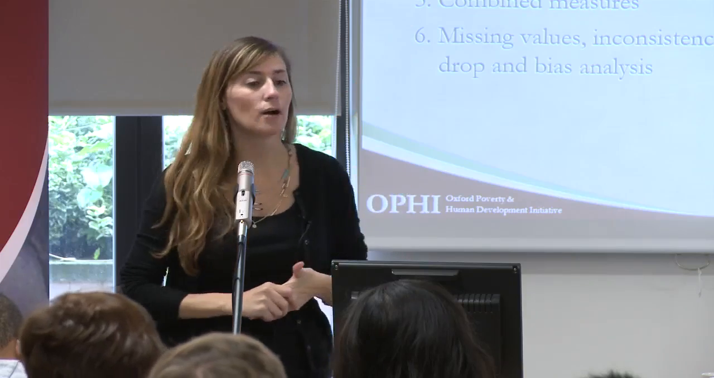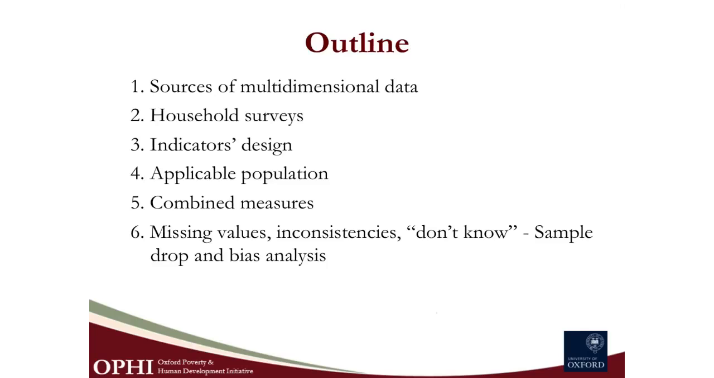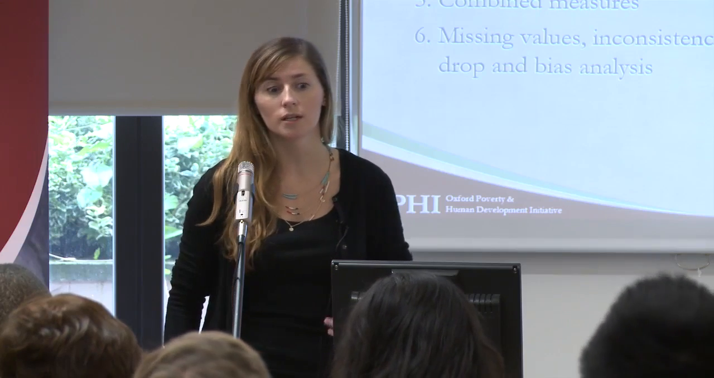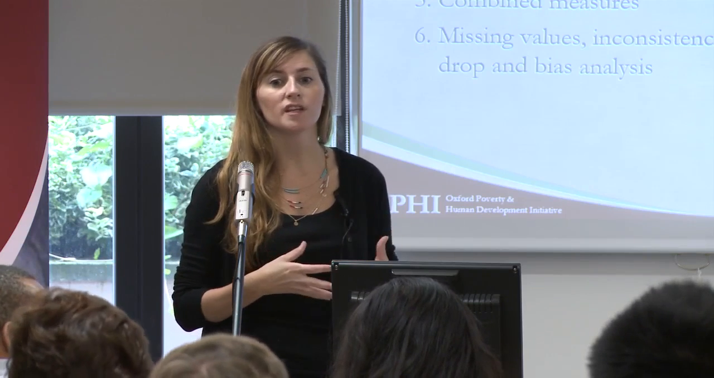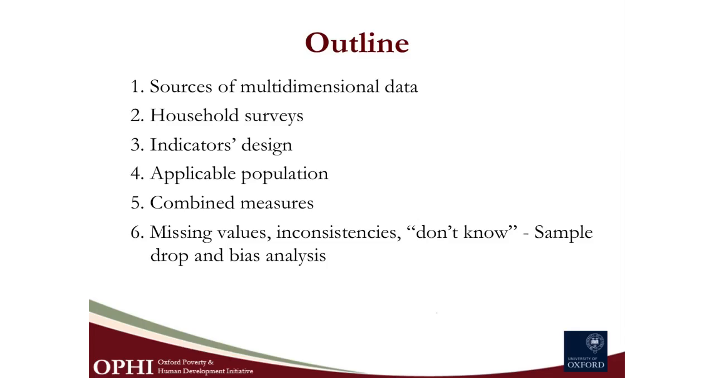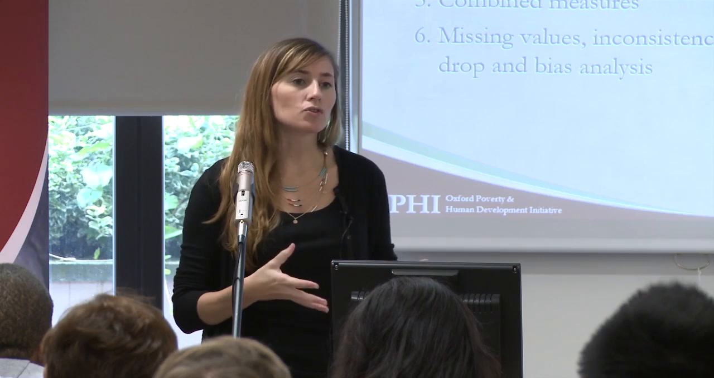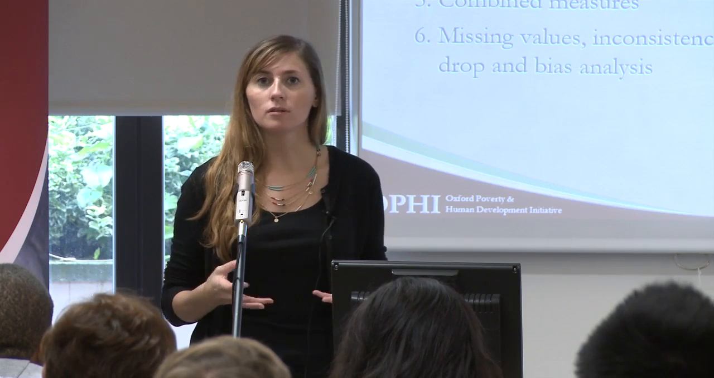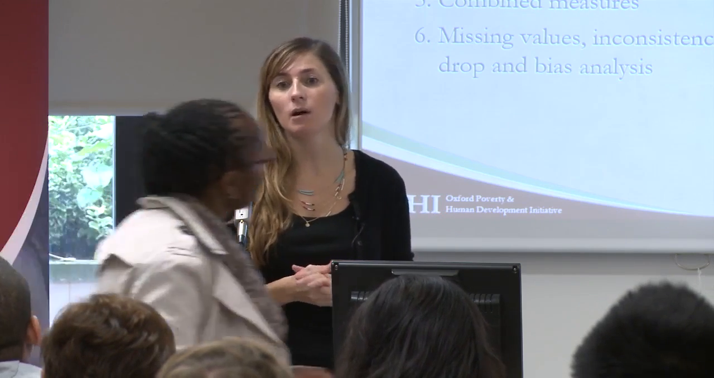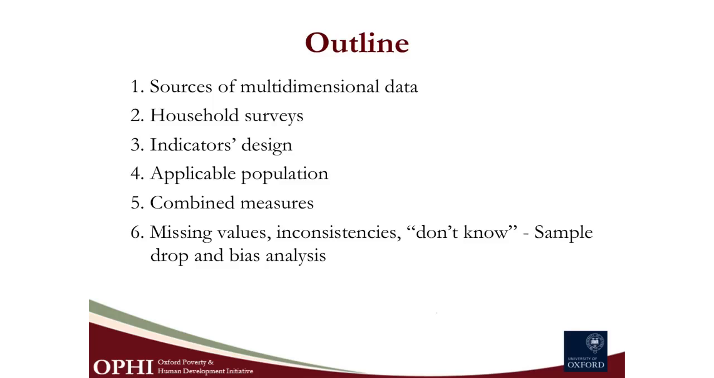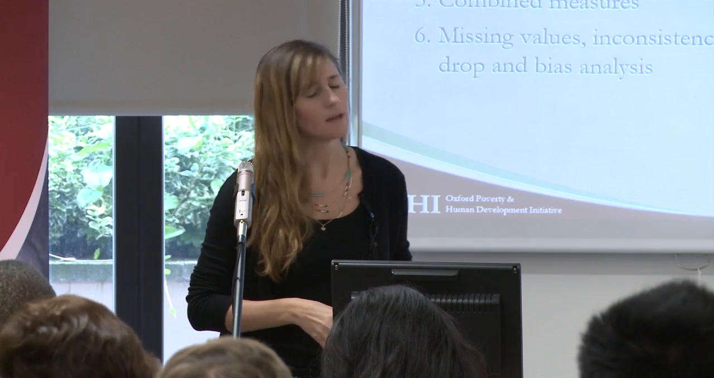Actually, we're going to go through all this outline. First, we are going to talk about which are the sources of information that gives us enough data to compute a multidimensional measure. Then we're going to talk a little bit about household surveys design and what type of indicators do we use and how do we get them to be at the right level depending on the unit of analysis. And then we're also going to talk about what's the applicable population, and more details on what an applicable population is will come later. Combined measures, and then at the end about missing values, inconsistencies, sample drop, and bias analysis, and how this all enters into a multidimensional measure.